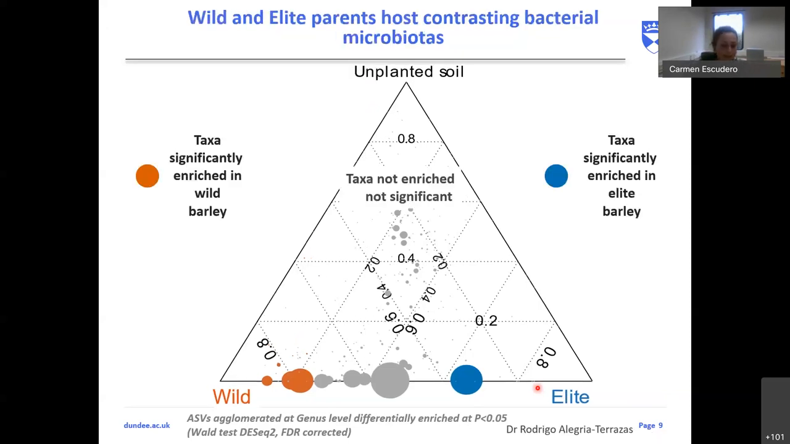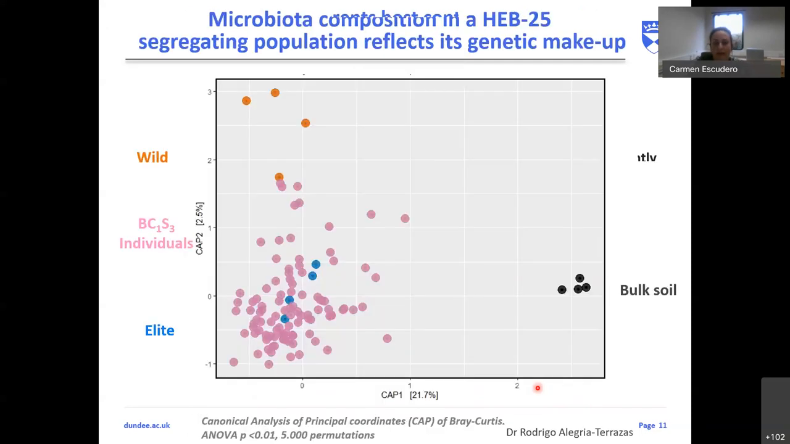Highlighted in orange are taxa significantly enriched in the wild barley, which are different from the taxa highlighted in blue, which are enriched in the elite variety. So the answer is yes, we have a contrasting bacterial phenotype, or microbial phenotype, between the two parental lines. So with this, we can proceed with the mapping.